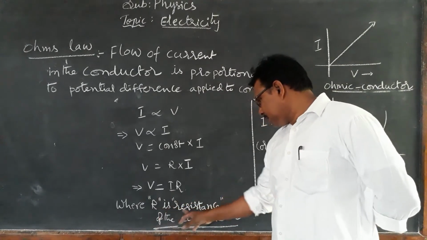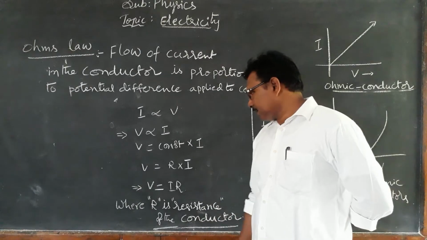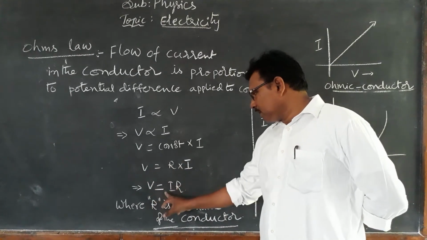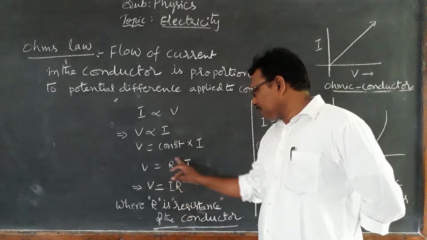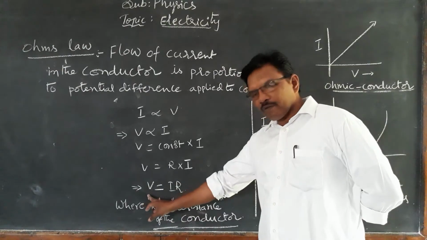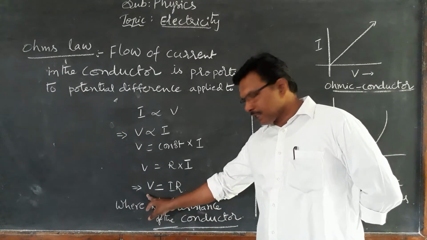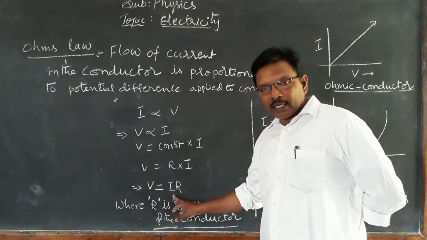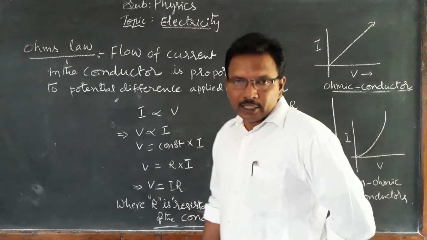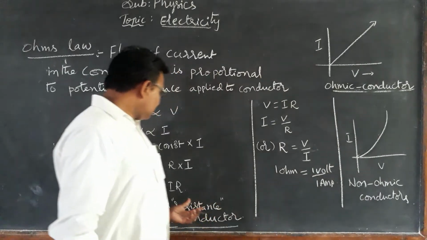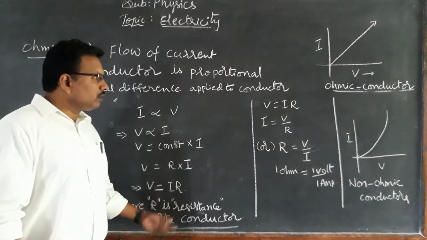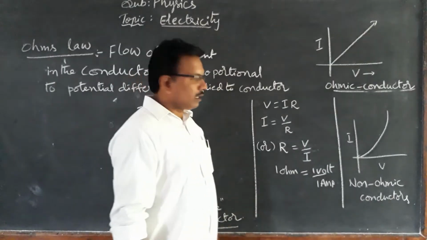Here R is the resistance of the conductor. So V is equal to R into I, V is equal to IR. The potential difference across the conductor is equal to the current in the conductor into the resistance of the conductor. So this only represents Ohm's law: V is equal to IR.